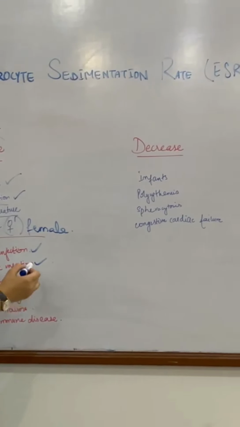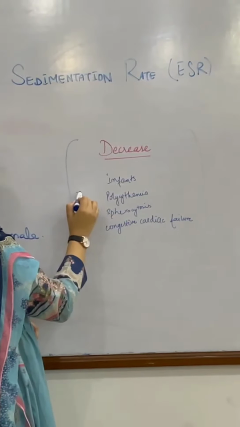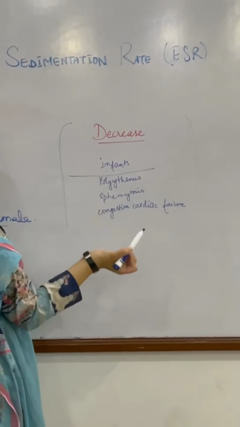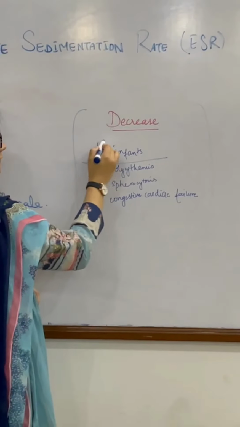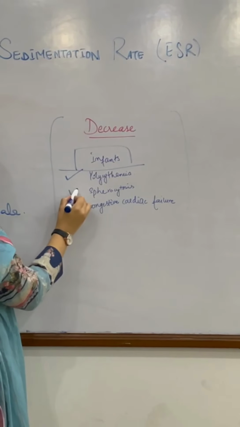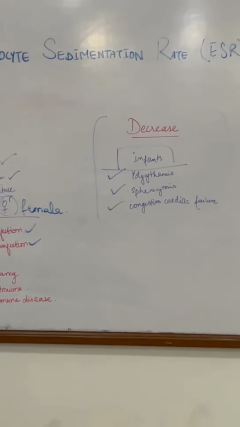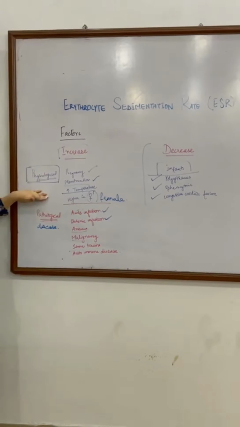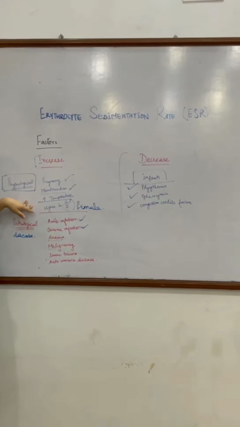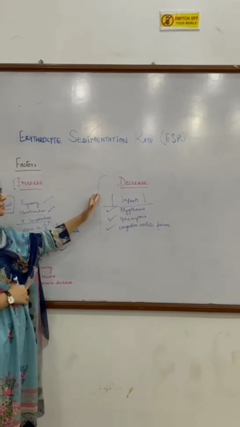Now come to the factors that decrease the ESR. ESR is physiologically less or decreased. It has less value in infants. It is decreased in polycythemia, in spherocytosis, and congestive cardiac failure. By the end of the practical, you must know all these factors and you must memorize them: what are the factors that increase ESR and what are the factors that decrease ESR.